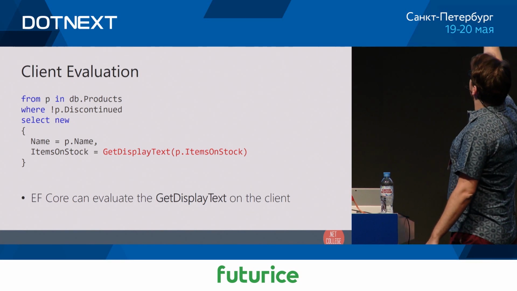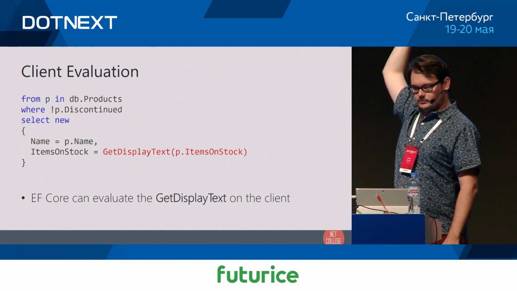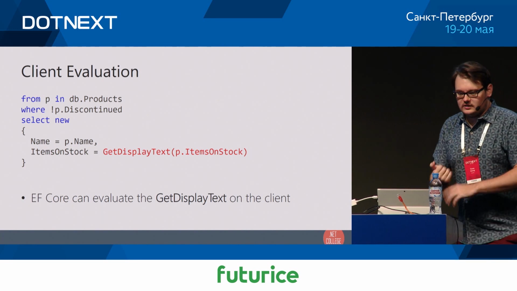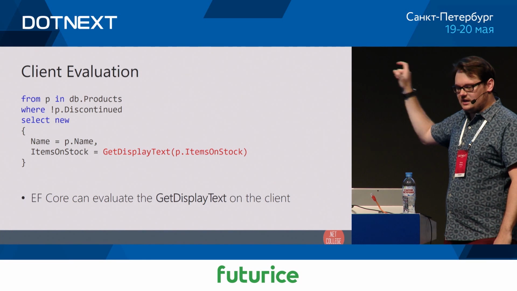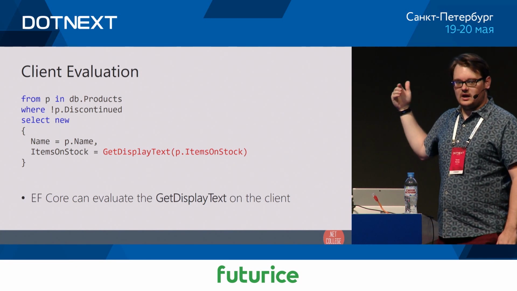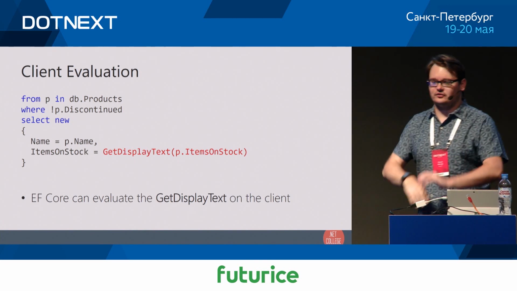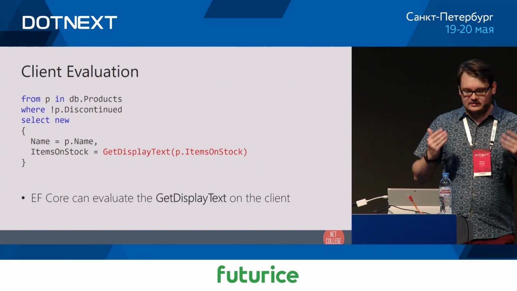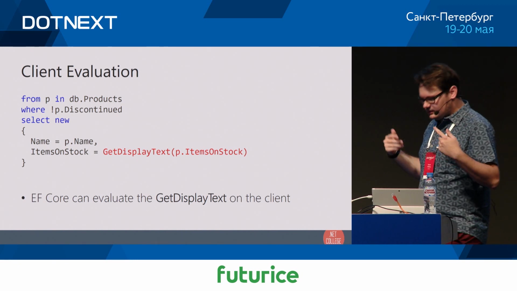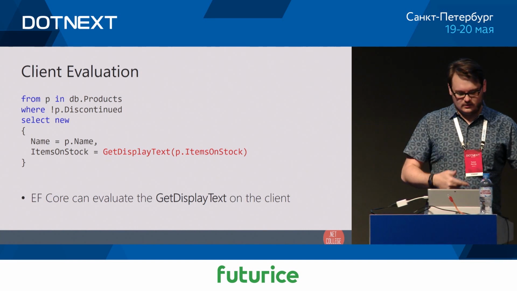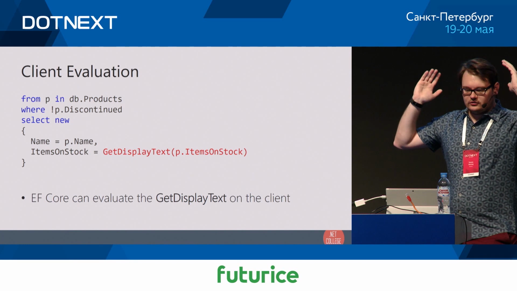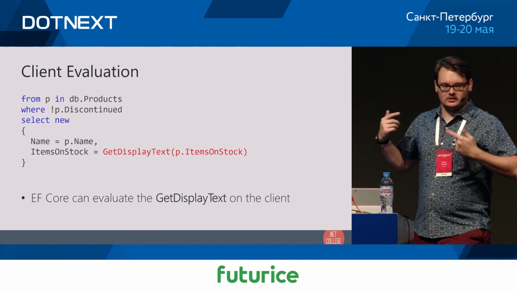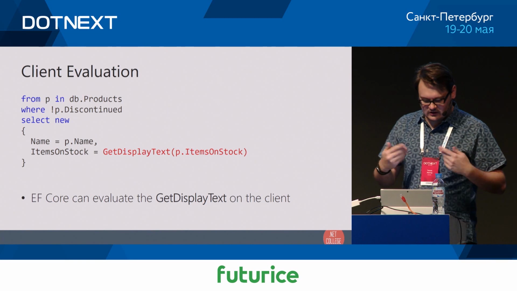But Entity Framework can see that it needs only the items on stock property, and then it can call the function after it obtains these values from the database. So in this case Entity Framework will just fetch the name and items on stock values from the database, and the getDisplayText function will be called after Entity Framework Core gets the results, and it will build these objects. Yeah, so that's one of the features that's available thanks to the mechanism I've described previously, because the provider doesn't have to convert the entire query into SQL. It can split it and evaluate parts of the query in memory after it gets the results from the database.